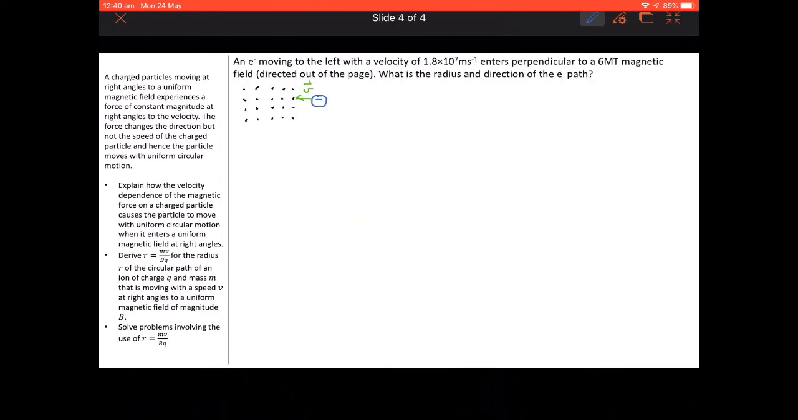So as an example, we've got an electron moving to the left with a velocity of 1.8 by 10 to the 7 meters per second, and it's entering perpendicularly to a 6 megatesla magnetic field, which is directed out of the page, and I've drawn a little diagram there to show this. What is the radius and direction of the electron's path? So we'll just use the rule that we derived. So radius is equal to mass of the particle multiplied by the velocity of the particle divided by the charge of the particle and by the magnetic field strength.